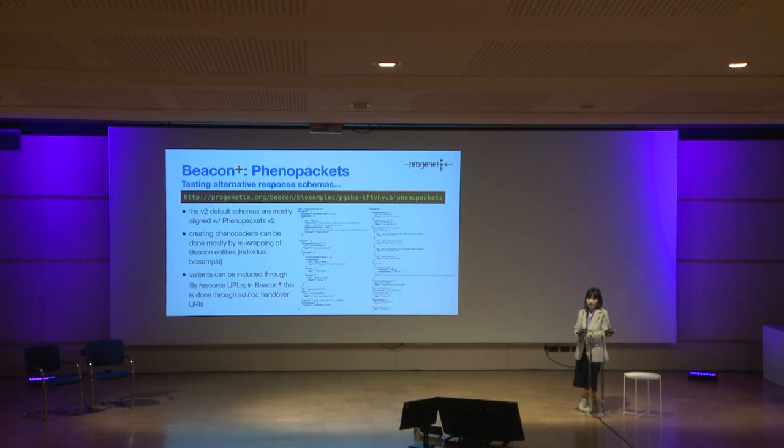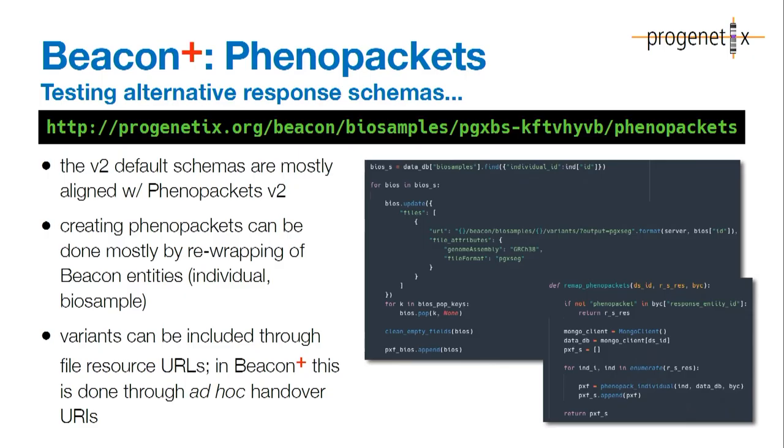So we test on our Progenetix Beacon Plus implementation. We want to find out how data in the Beacon version 2 data model can be exported in the format of Phenopackets, since the formats of Beacon and Phenopackets are already similar and the elements were partially aligned during the development of Beacon and Phenopackets. So technically, it's not a problem. They can be quite well aligned.